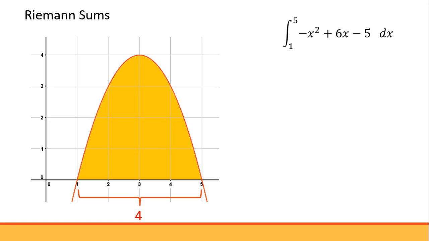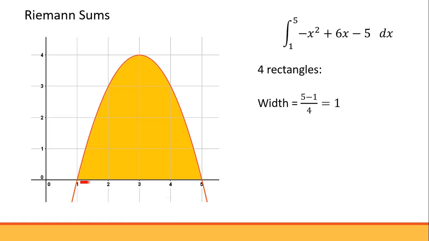So a Riemann sum simply means that we're going to take this area and we're going to split it up into more rectangles that will approximate the area that we see underneath this parabola. So let's say we want 4 rectangles instead of the one big rectangle that we use to approximate the area. The width of each rectangle needs to be the same. So instead of going from 1 to 5, which has a width of 4, we'll split that into 4 equal pieces. So we want 4 rectangles that each have a width of 1.